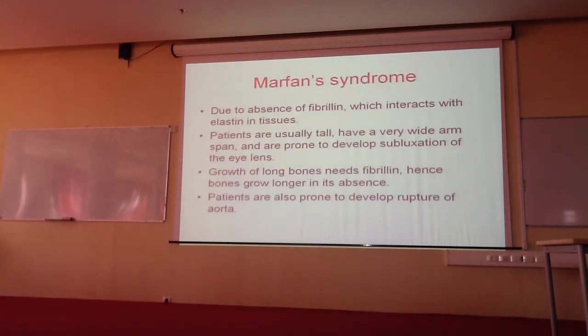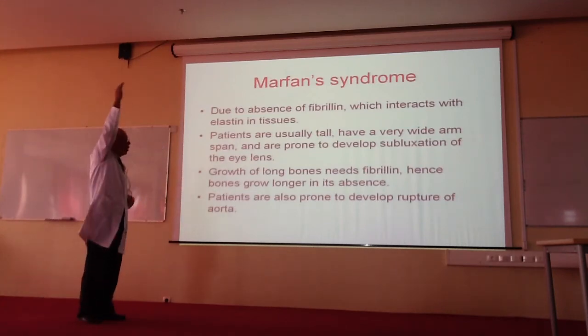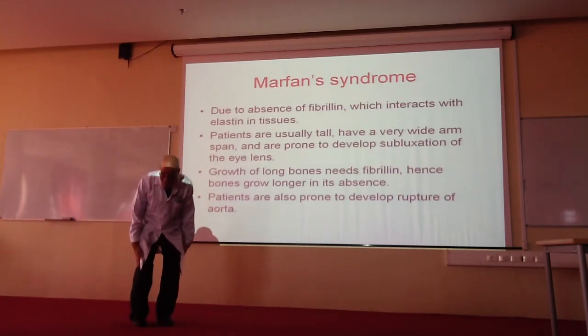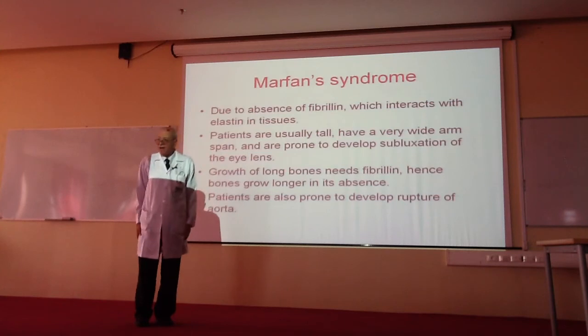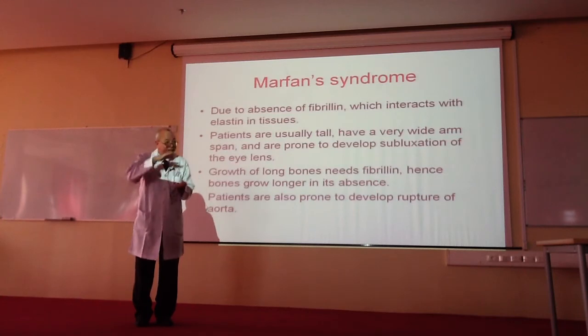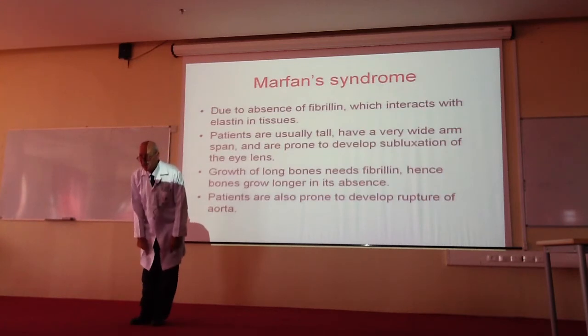Marfan syndrome is due to absence of fibrillin which interacts with elastin in tissues. The two share in the formation of elastic fibers. Elastin for stretch, microfibrils to resist excessive stretch. Patients are usually tall, have a very wide arm span. The arms reach down to here, and the legs are long, but the trunk is short. The arms are long. The legs are long.